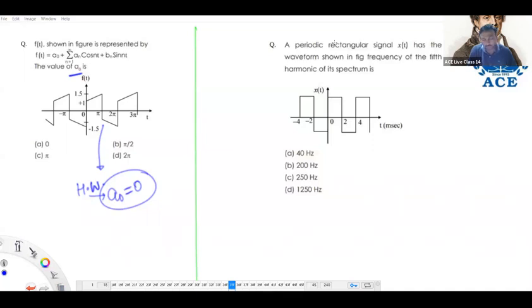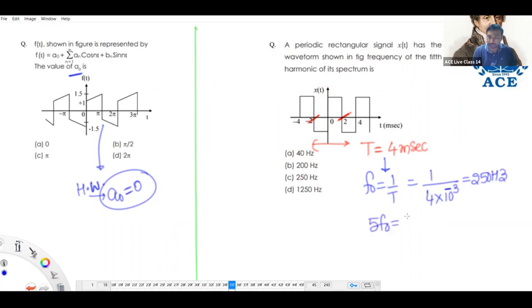Think of this problem. A periodic rectangular signal has the waveform shown in the figure. What is the fifth harmonic of its spectrum? What is the time period of the signal graph, sir? 4 milliseconds, as the time axis is given in milliseconds. So F naught becomes 1 by T, that is 1 by 4 into 10 power minus 3, which is 250 hertz.